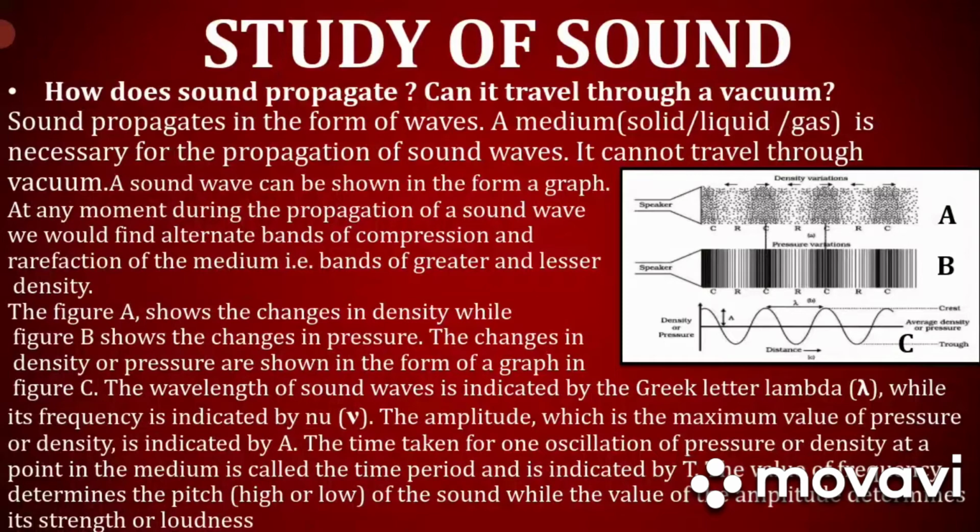A sound wave can be shown in the form of a graph. At any moment during the propagation of a sound wave, we would find alternate bands of compression and rarefaction of the medium, that is, bands of greater and lesser density. Figure A shows the changes in density, while figure B shows the changes in pressure. The changes in density or pressure are shown in the form of a graph in figure C.